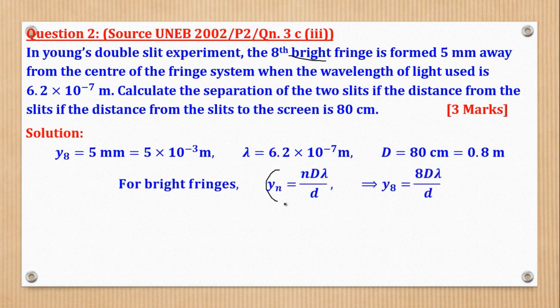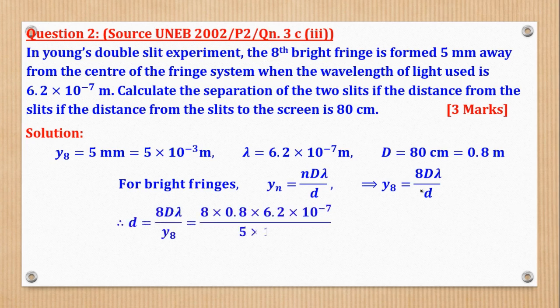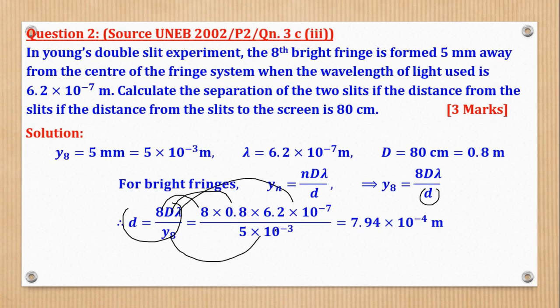So for bright fringes, we have this formula, but our interest is the 8th bright fringe. That is why we are putting here 8. Where there is n, you put 8 to come up with that. And in the question, they want the value of d, so make d the subject to come up with this. Or that you substitute, 8 is here, capital D is here, because you have to convert from centimeters to meters. Then wavelength and y8 to give you this as the value of d which they wanted, the separation of the slits.